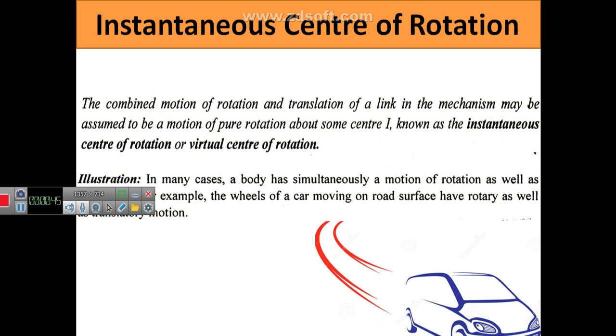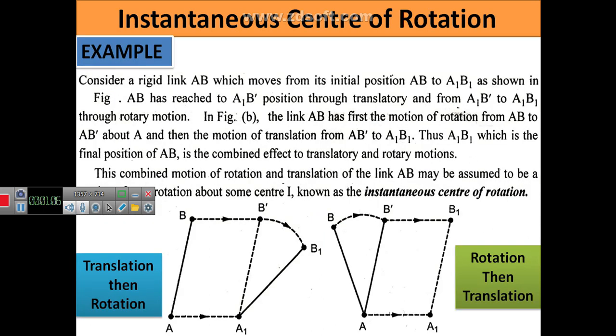For example, you have one car. In the slide you see one car is moving on the road. That is, the wheel is going to rotate first, and the linear translation is also achieved by the car. So it's a combined effect of rotation as well as translation. Okay, this is one more example we're going to see.